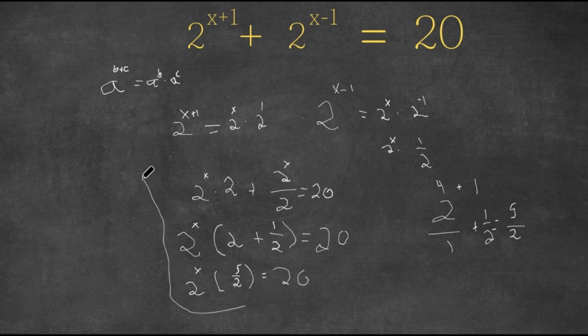And I'm going to write this up here. Now what we're going to do is divide by 5 over 2 on both sides.